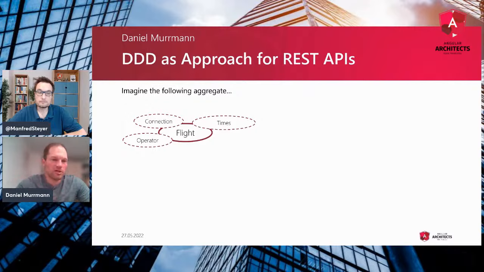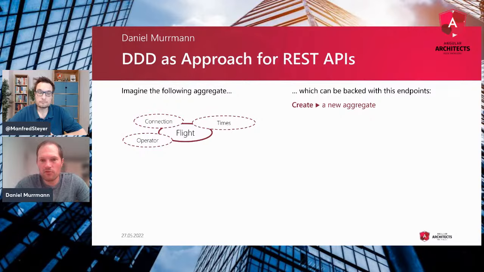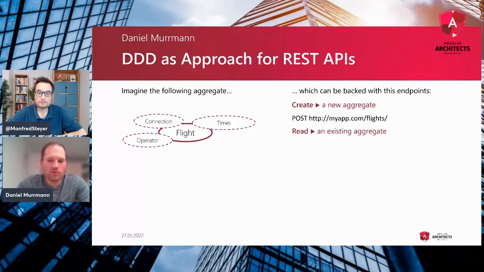Yeah, and if you look at such an aggregate, then what I would like to propose is that to create a new aggregate means sending such an aggregate to a URL, and this URL typically ends with the name of this aggregate or the plural of the name of this aggregate, in this case flights. And I use the POST HTTP method to send such an aggregate here. And to read such an aggregate, we use the unique ID and append it to the same URL and use the GET verb. And this is the way we can read the entire aggregate.